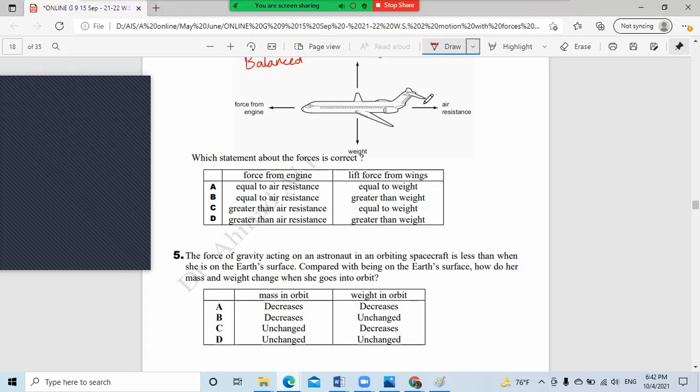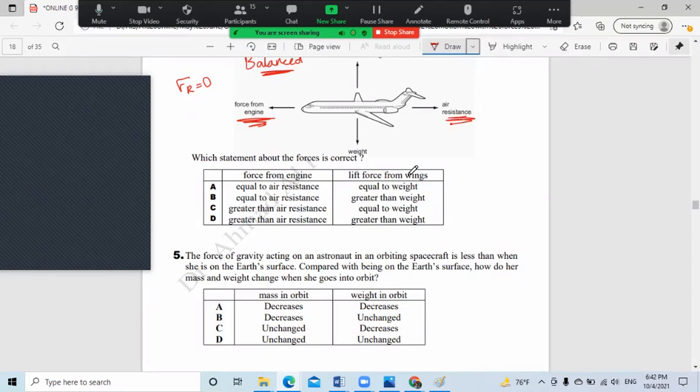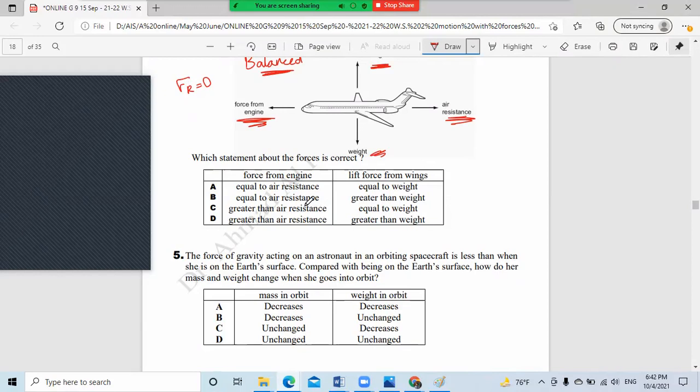Okay. Now, because we said it's balanced, that means the resultant force is equal to 0. So the forces forward and the forces backward are equal. The forces up and the forces down are also equal. So the force from the engine is equal to the air resistance, and the lift force is equal to the weight.